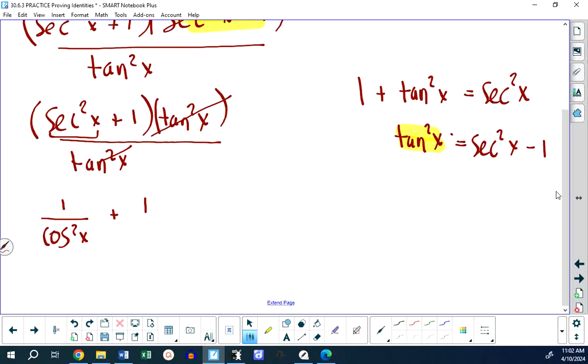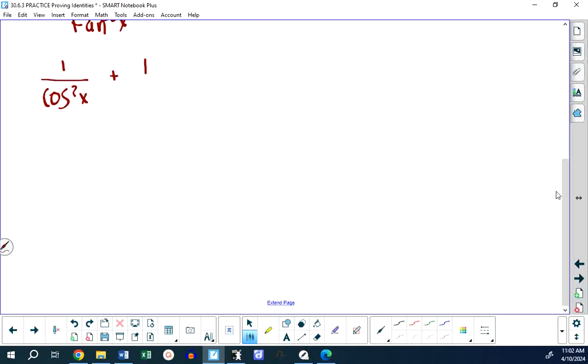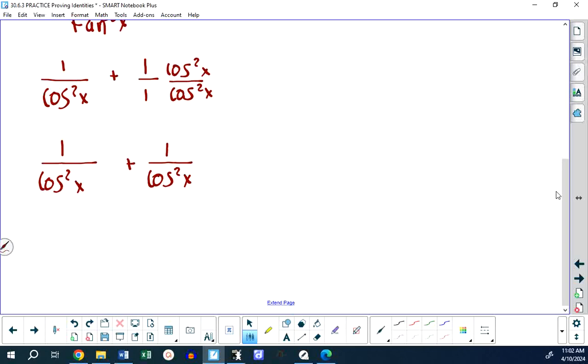And we're going to put this together now. By putting it together, what I mean is we're going to multiply the top and the bottom of this by cos squared of x. So what I end up with is cos squared of x over cos squared of x. And that leads me to 1 plus cos squared of x all over cos squared of x. Are you okay with that?